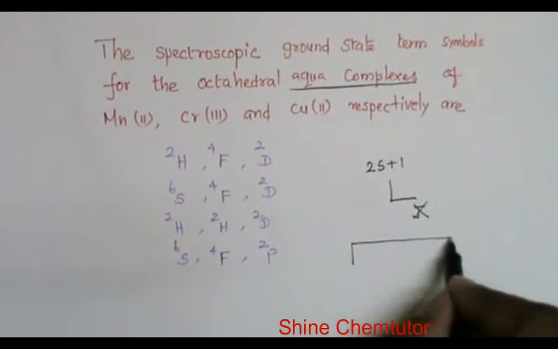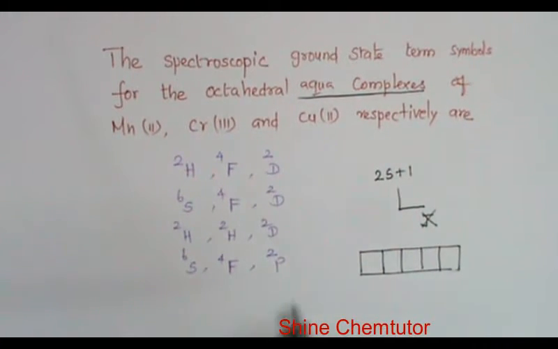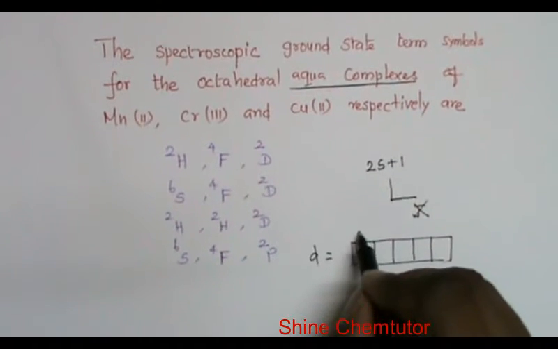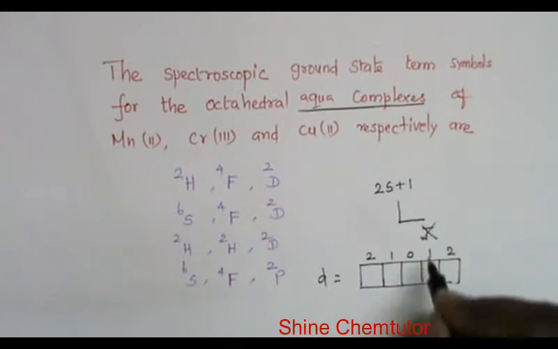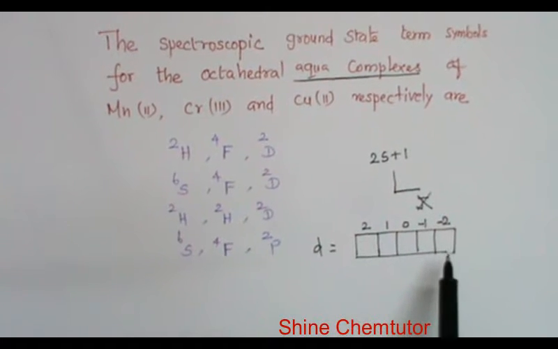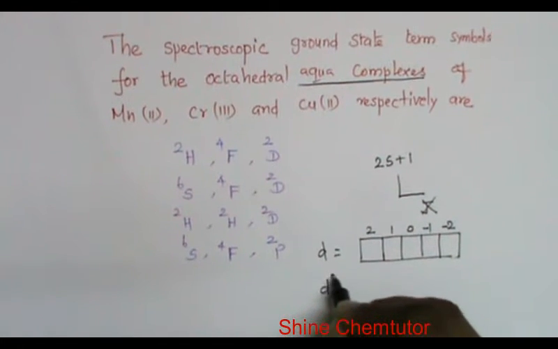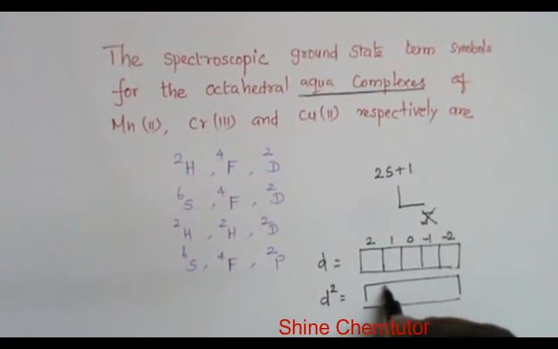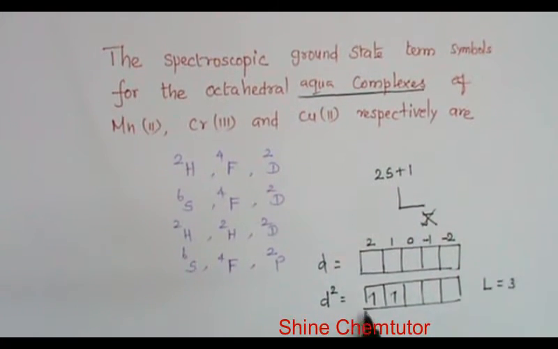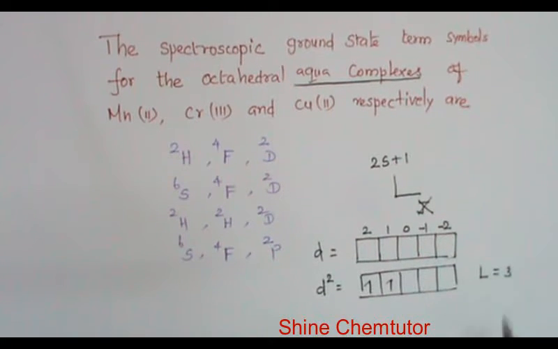L value is calculated by adding the L value for the orbital. Say this is d orbital. It has 5 suborbitals. The L value is given like this: +2, +1, 0, -1 and -2. You have to place the electrons in these and add the values for L. For example, if you go for d2, I place the electrons here and here. The L value will be 2 plus 1, 3. L value cannot be negative, it can be only positive. So L value is 3.